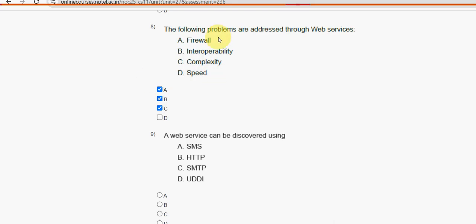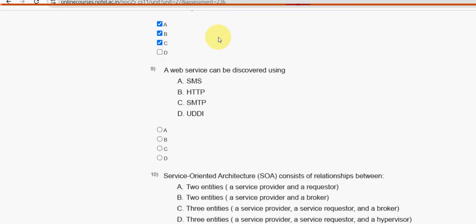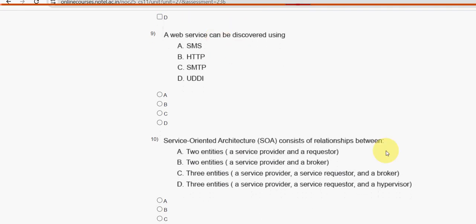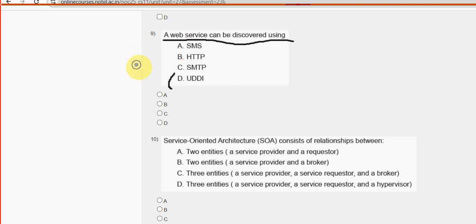Next, ninth question. A web service can be discovered using what? So a web service can be discovered using UDDI, right? So mark option D, guys.